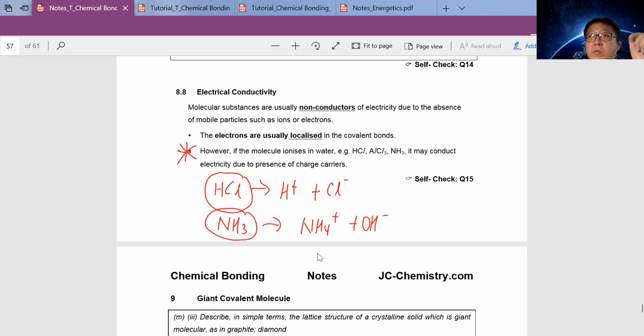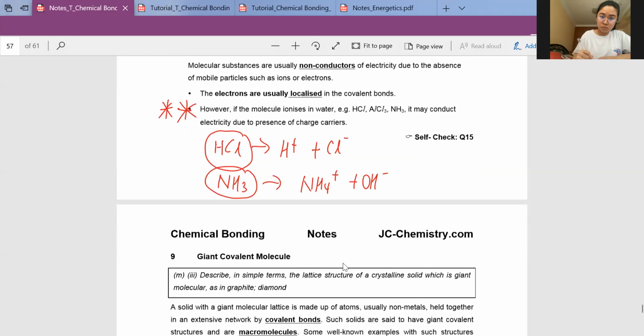These are non-metallic: hydrogen, chlorine, nitrogen, hydrogen, all of them are non-metallic, right? So in the first place, they will undergo ionization only in water, then they form ions, then they can conduct electricity. Also, this is the only exception to the rule, so you all can put a double star there. Okay, let's go on to giant covalent compounds.